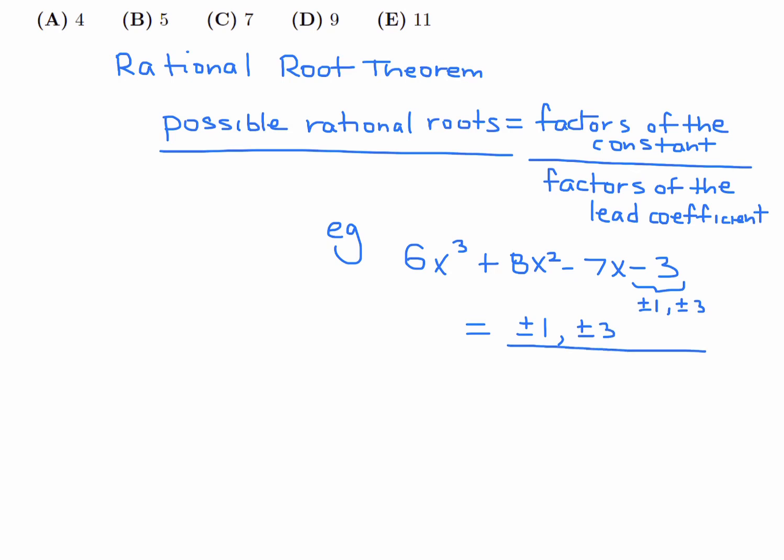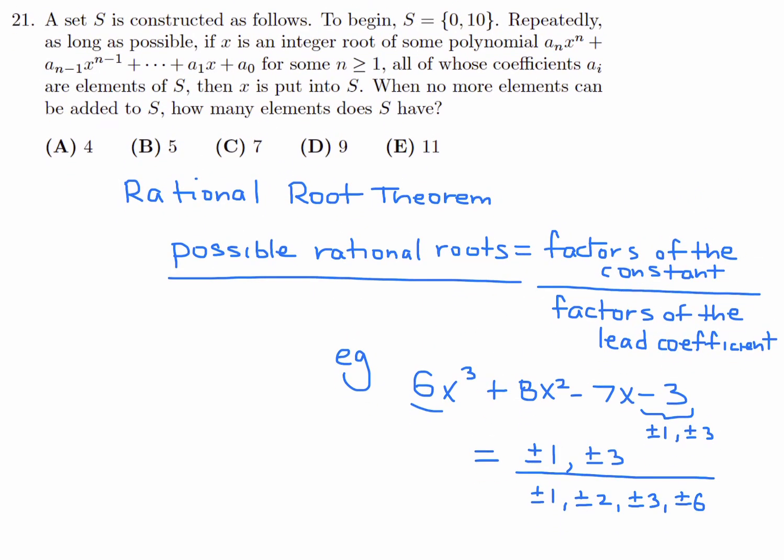And then the factors of the lead coefficient, which here is 6. The factors of 6 are plus or minus 1, plus or minus 2, plus or minus 3, and plus or minus 6. For each of these, you would get a fraction, and that would be a possible rational root. So for example, if I took 1 as the numerator and negative 3 as the denominator, that's one such possible rational root. Now we have to use the same thing for our question up here.